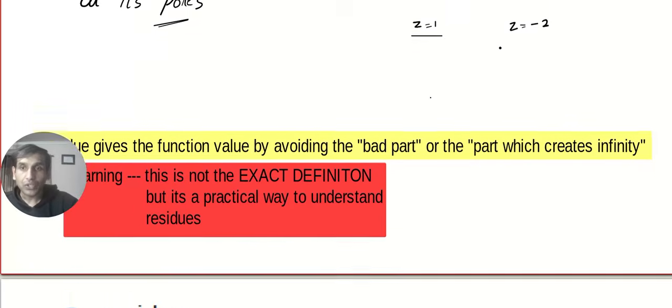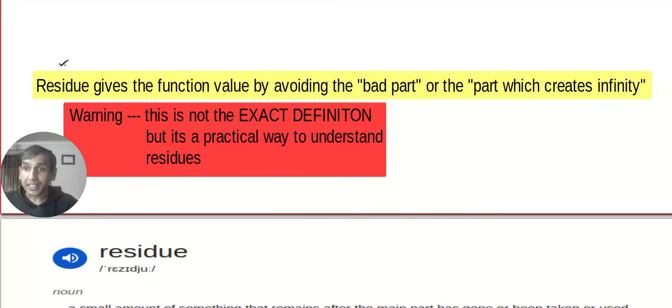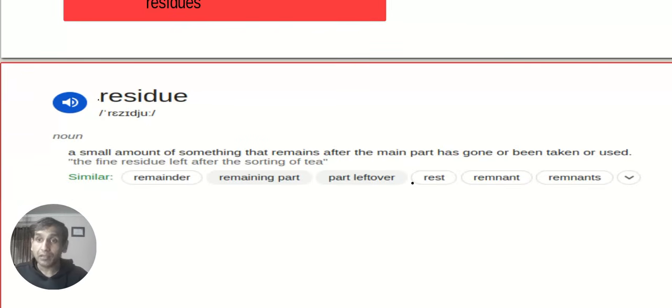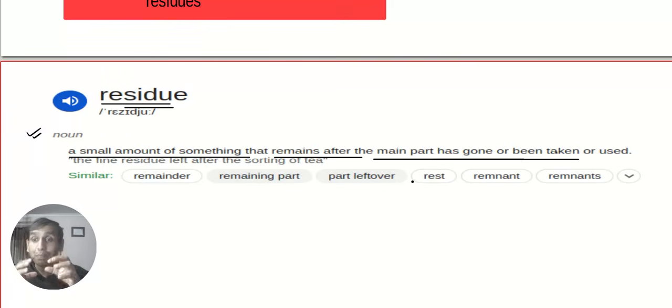Okay, now do you still remember the definition of residue? Residue in a casual way is the value of the function by avoiding the bad part. What do you mean by the bad part? The big complex numbers generated by the function. That means the complex numbers which will look like infinity plus i infinity. But this is not the exact definition, but this is a very practical way to understand. Anyway, I think you already checked the word meaning of residue. If not, a small amount of something that remains after the main part, and the main part here is that infinity created by the function.